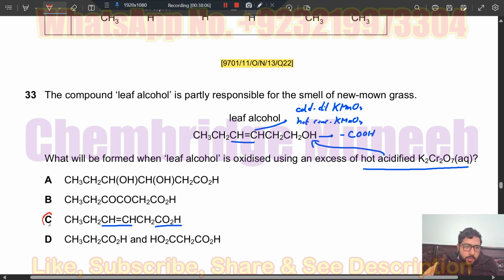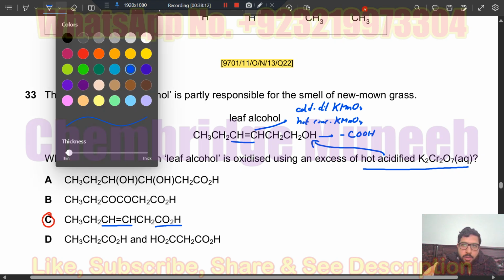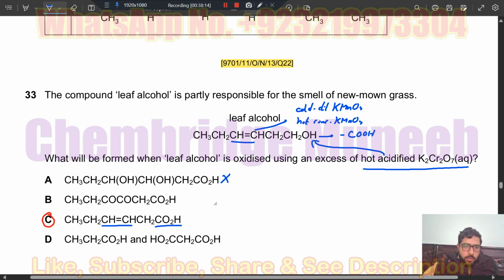So C is the right answer, whereas the other options are not right since we do not have any effect on the double bond. So this becomes incorrect, and there is no breaking up of the compound from the center. It is incorrect, and this one is also incorrect.